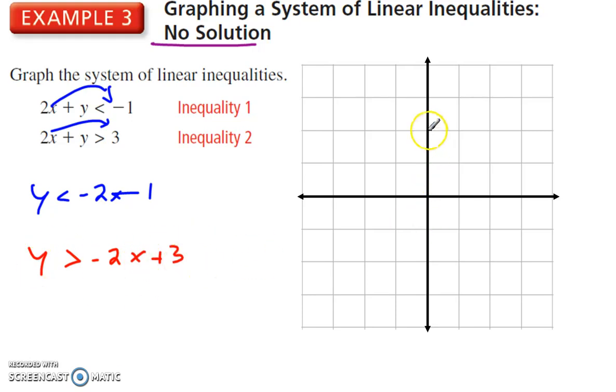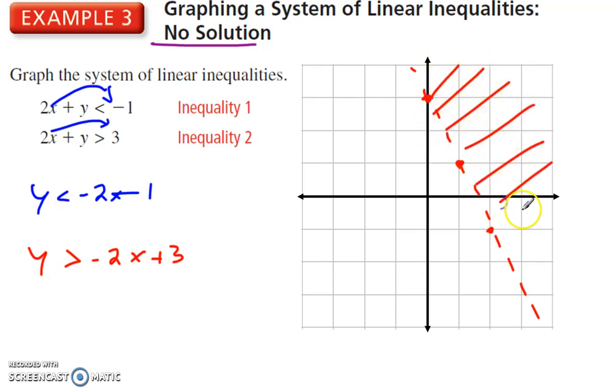All right, we'll graph this one. Plus 3 means up 3. And -2x, down 2 over 1. Down 2 over 1. Okay, and then dotted line. And then it's greater, so it's going to be above. So it's all this right here. That's the solution of this one.